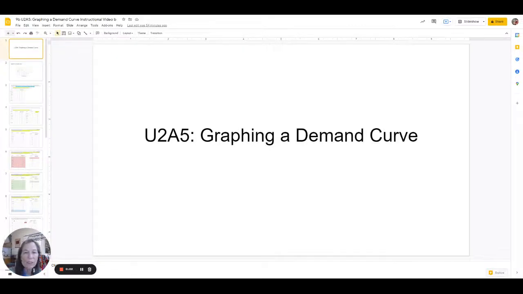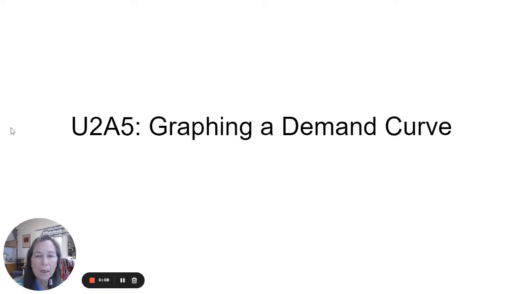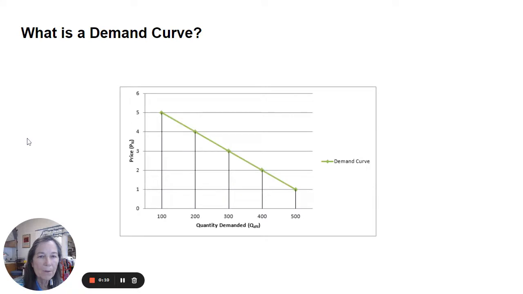Hi students, we're going to take a look at U2A5, graphing a demand curve. First thing we want to do is take a moment and review what a demand curve is. It's simply a graphical representation of the relationship between product price and the quantity of the product demanded. So we've got price on the y-axis and quantity demanded on the x-axis.